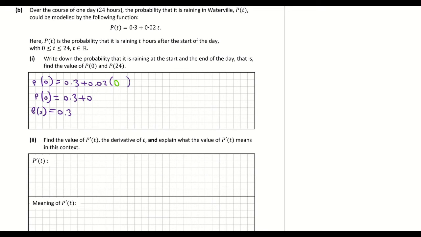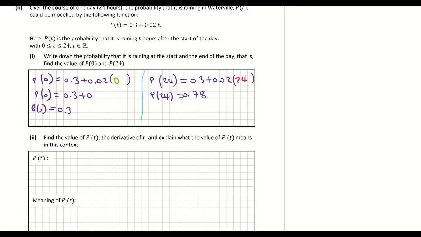I'm now going to put in the end of the day. So that's the start of the day, the probability is 0.3. At the end of the day, it's going to be P of 24. So that's 0.3 plus 0.02 times 24, which is the probability at the end of the day, which is going to be 0.78.